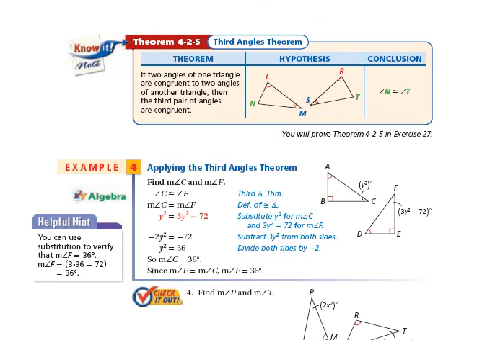Let me go to the last page here, and this is the third angles theorem. Basically this is saying that if you have two congruent angles, angle L is congruent to R, M is congruent to S, then the third angles are also going to be congruent, or the same.